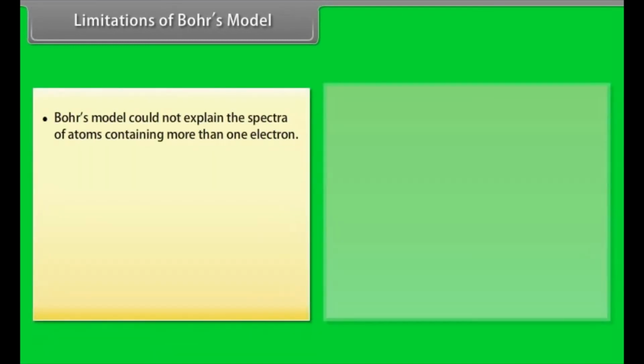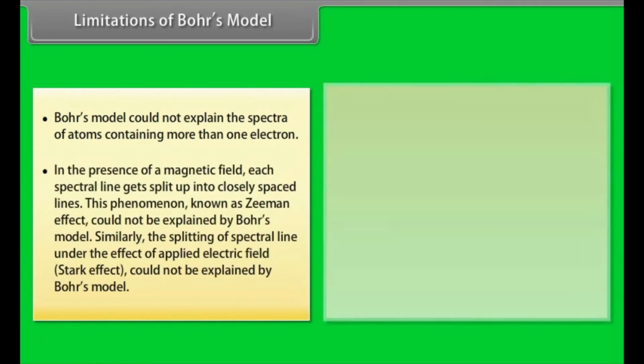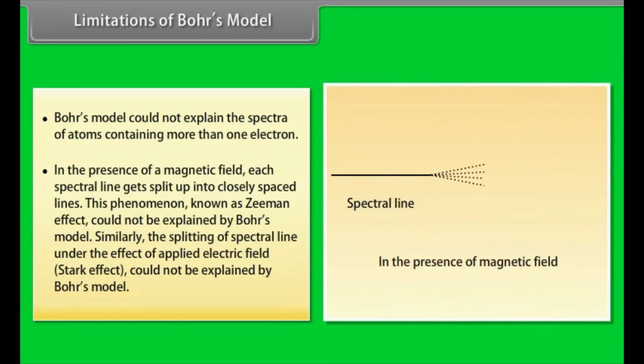Limitations of Bohr's model. Number 1. Bohr's model could not explain the spectra of atoms containing more than one electron. Number 2. In the presence of a magnetic field, each spectral line gets split up into closely spaced lines. This phenomenon, known as Zeeman effect, could not be explained by Bohr's model. Similarly, the splitting of spectral line under the effect of applied electric field, that is, Stark effect, could not be explained by Bohr's model.